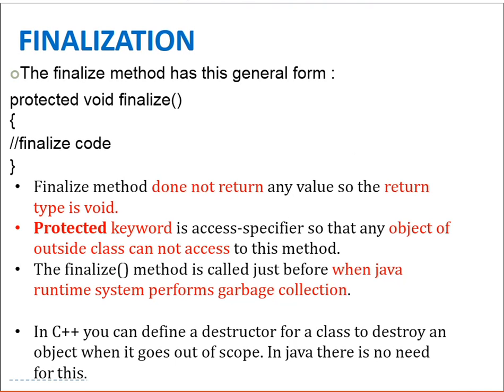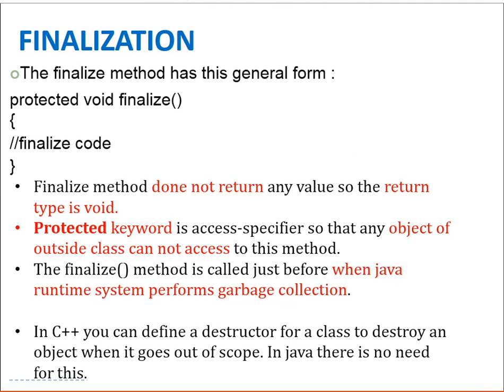The syntax of the finalize method is protected void finalize. Finalize is the method name. It has no return type, that's why it returns void. And the protected keyword is an access specifier, so that any object of an outside class cannot access this method. The finalize method is called just before the Java runtime system performs garbage collection.